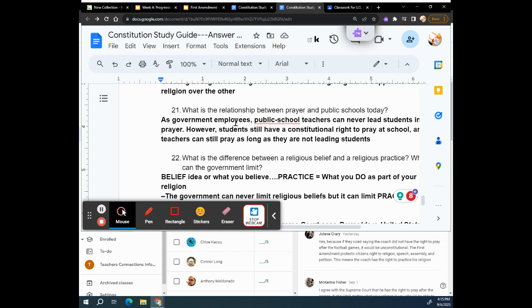However, here's where people will get this confused. With this case, we did not eliminate prayer from schools. We just eliminated teacher-led prayer in schools. Students have a right to pray anytime they want to in schools. I can pray at school too. Like if I want to pray when I'm in here by myself, during planning, I can do that. I just cannot lead you guys in prayer as a government employee.